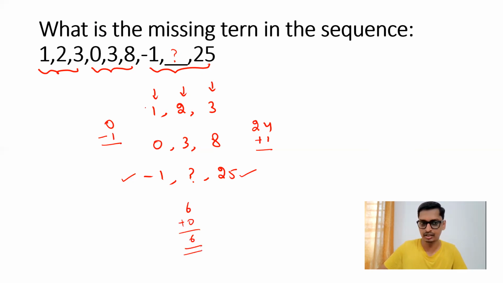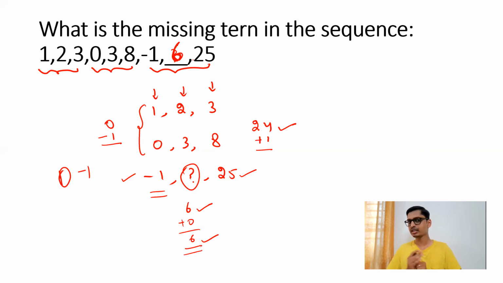See, what is the structure here? 1 into 0 is 0. 0 minus 1, you get minus 1. Again, 2 into 3 is 6. 6 plus 0 is 6. Next, 3 into 8 is 24. 24 plus 1 is 25. So what will come at the place of question mark? You get a 6, right? So this is the first way to solve this problem, and you have one more way to solve this problem.